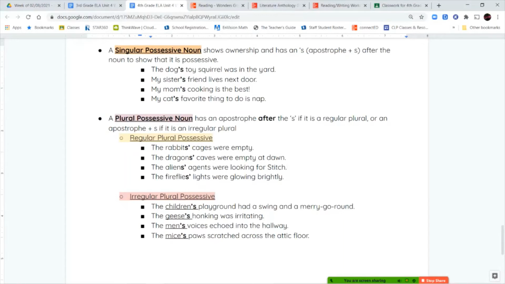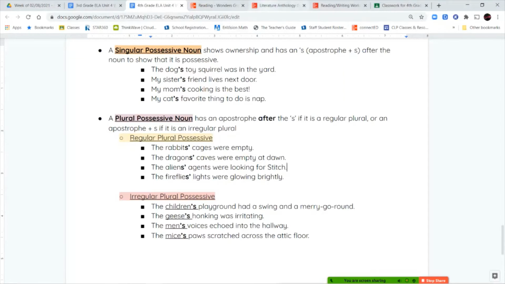So children apostrophe S, because the word children doesn't have an S already at the end of it. So we still add the apostrophe S the same way we do as if it were singular. The geese's honking was irritating. The men's voices echoed into the hallway. The mice's paws scratched across the attic floor. So all of these, because they're an irregular plural, it's a plural word that doesn't end in an S. We add the apostrophe S at the end of it.